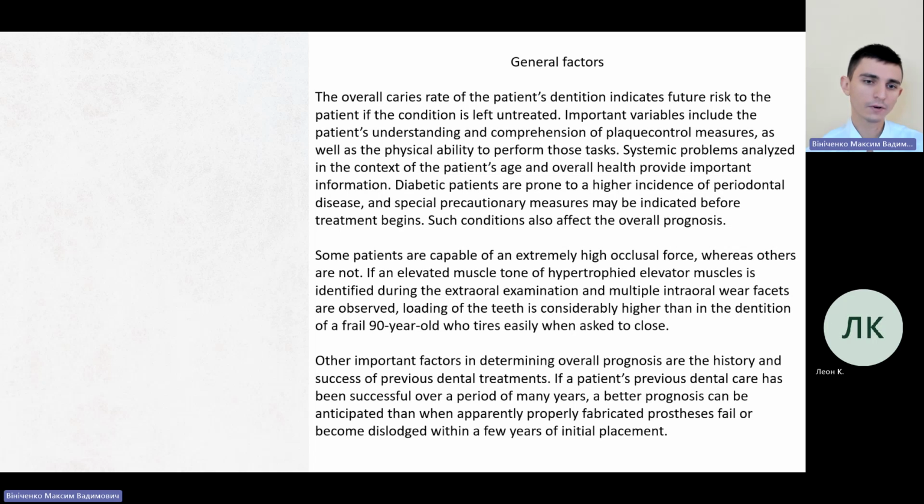Some patients are capable of an extremely high occlusal force, whereas others are not. If an elevated muscle tone or hypertrophied elevator muscle is identified during the extraoral examination and multiple intraoral wear facets are observed, loading of the teeth is considerably higher than in the dentition of a frail 90-year-old who tires easily when asked to close. Other important factors in determining overall prognosis are the history and success of previous dental treatments.